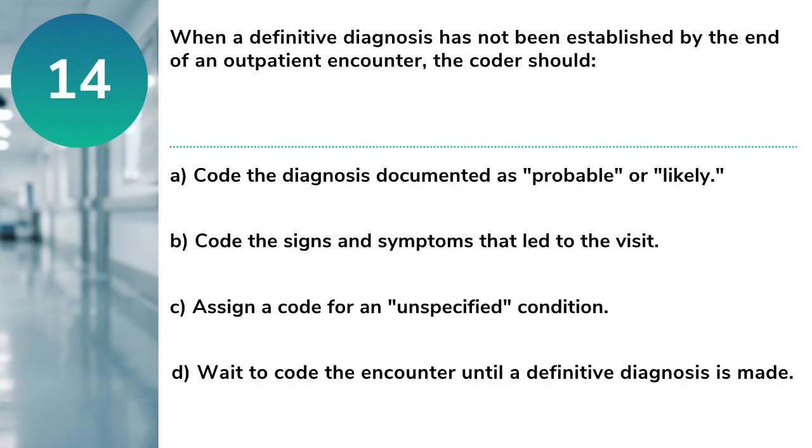Question 14. When a definitive diagnosis has not been established by the end of an outpatient encounter, the coder should: A. Code the diagnosis documented as probable or likely. B. Code the signs and symptoms that led to the visit. C. Assign a code for an unspecified condition. D. Wait to code the encounter until a definitive diagnosis is made.